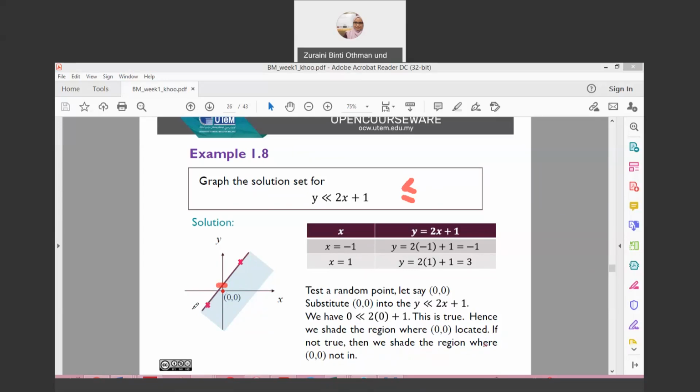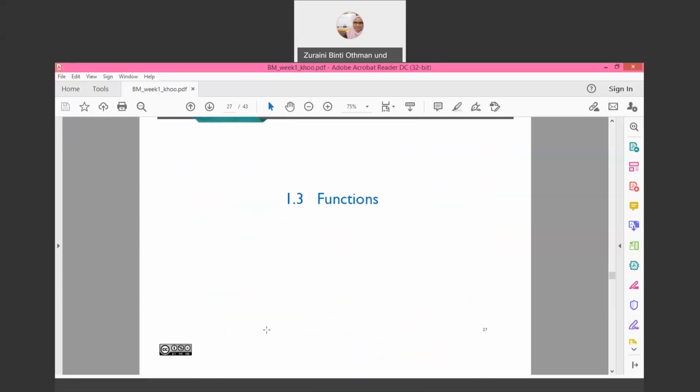So this is x negative 1, y negative 1 here. And when we put x equal to 1, y equals 3 here. So just now we already know the intercept at 1, then we can draw a straight line passing through these three points. So this is the graph for this equation, which is shaded under this straight line, including this straight line.